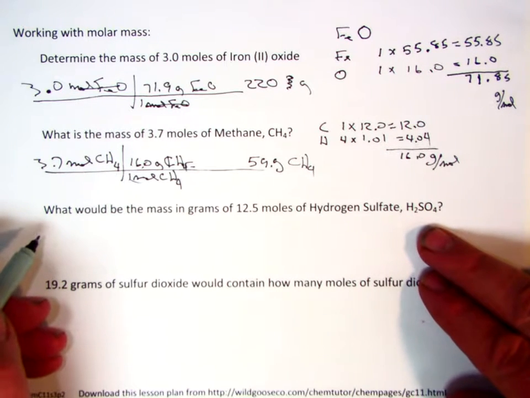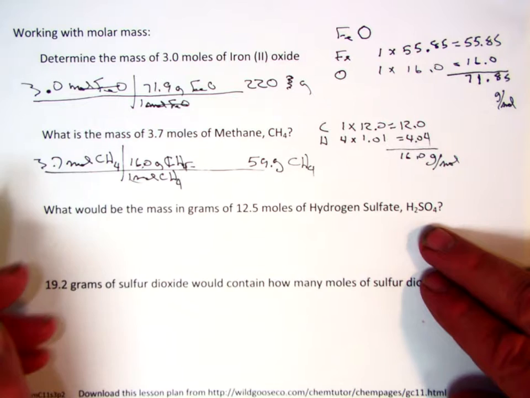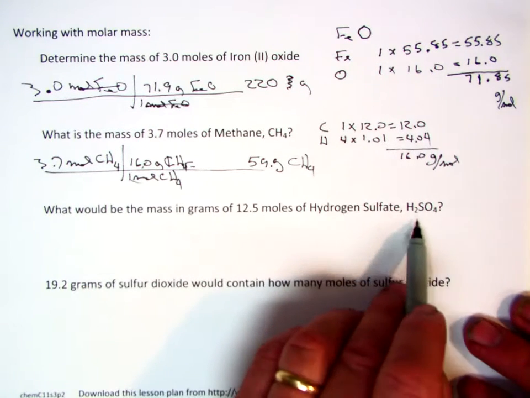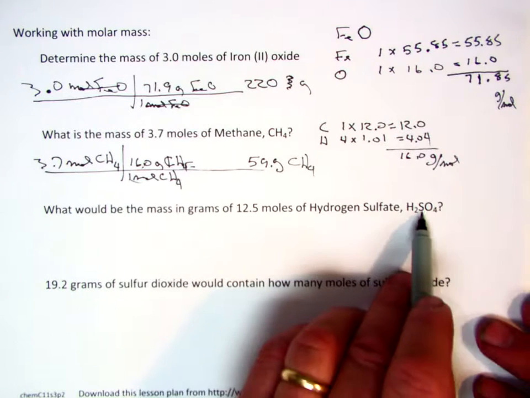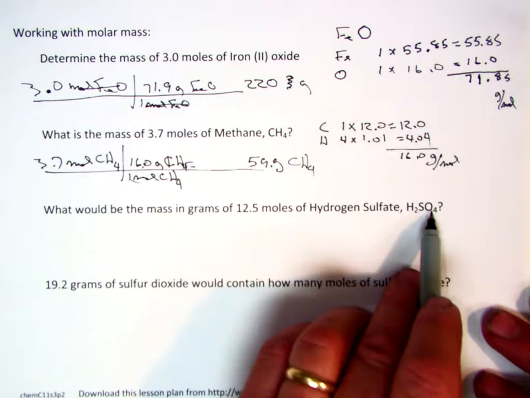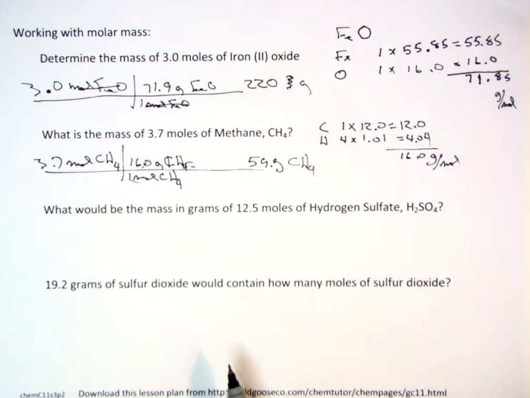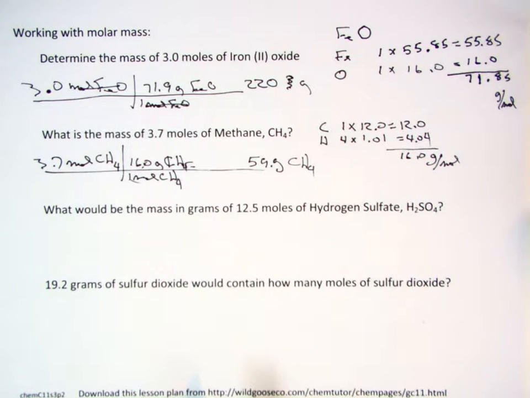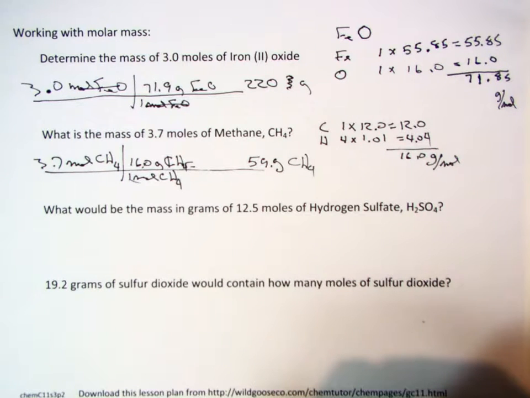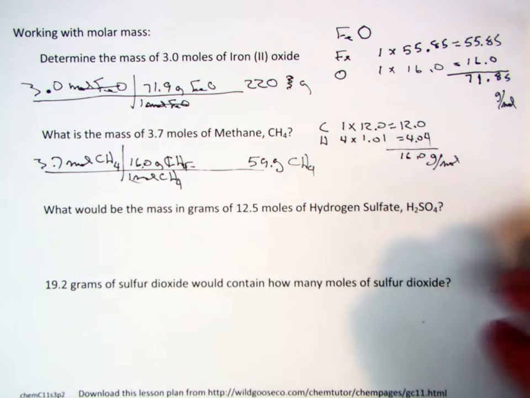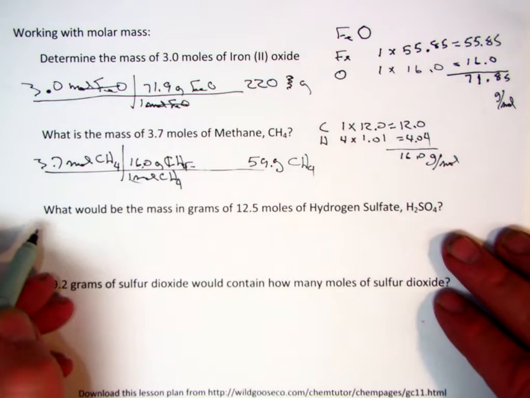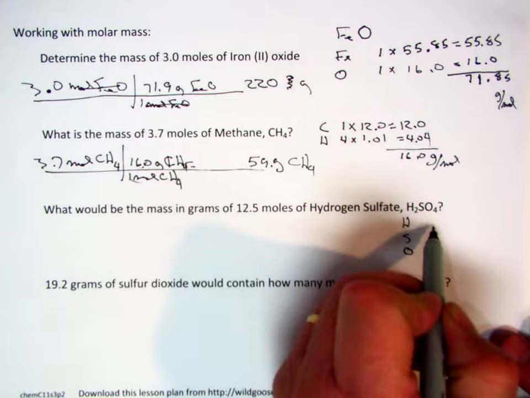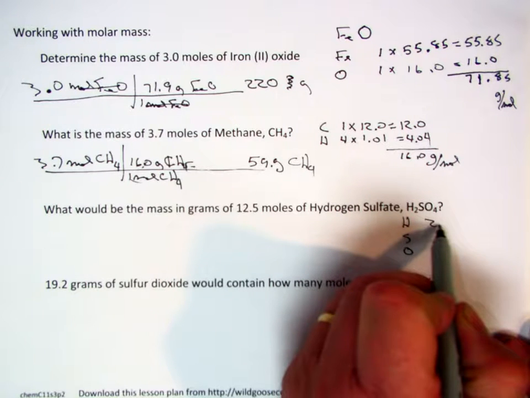This one's a little more tricky. It is a bigger compound, but it's done exactly the same way. You take the 2 from the hydrogen, you take the 32 from the sulfur, and the 64 from the oxygen, and I'm just grabbing these numbers from the periodic table to get the molar mass of hydrogen sulfate. So we're going to go ahead and put this now in that kind of an arrangement. H2SO4.